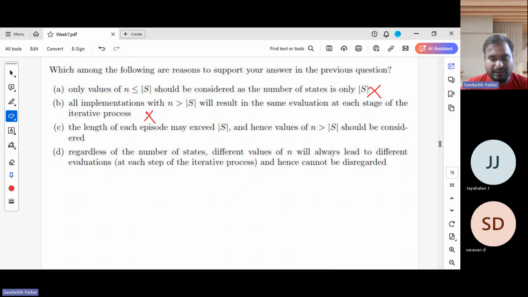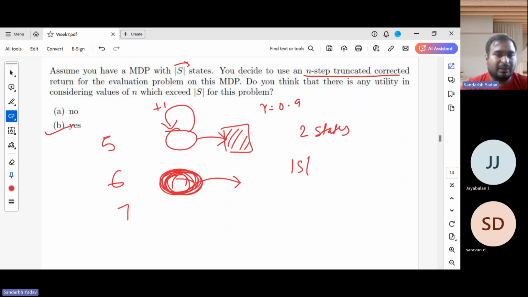So the third option is: the length of each episode may exceed the number of states, and hence values of n greater than the number of states should be considered. This is true. This is the reason we gave in the last question also, that the length of the episode may exceed the number of states. We saw this example, right? The number of states here is 2, but we can get episode lengths of practically anything. We can get infinity also if we keep on simply looping in this.